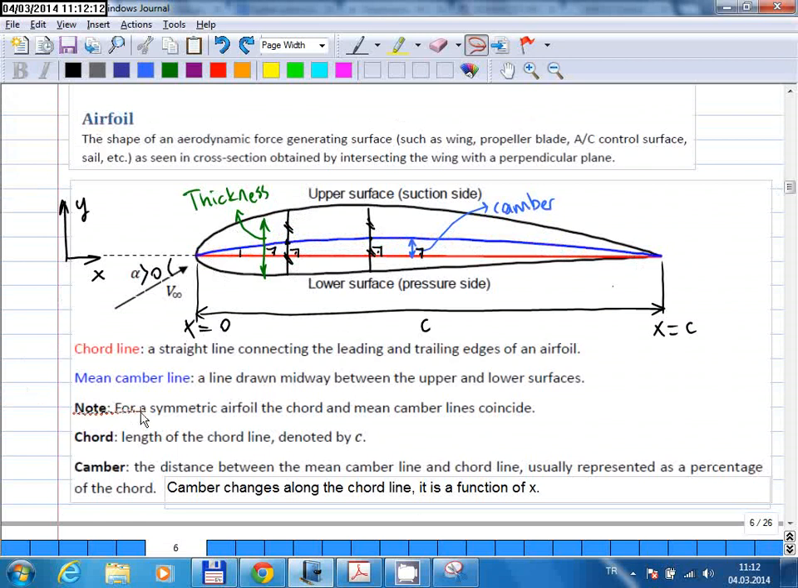So this note says that for a symmetric airfoil, the chord and mean camber lines coincide. So symmetric means symmetric with respect to this x-axis here. So if the x-axis is defined here, and if your airfoil is symmetric around this axis, then your upper surface will be a mirror image of the lower surface, and hence the midpoint will be passing through the x-axis. And in such a case, chord lines and mean camber lines will be the same.